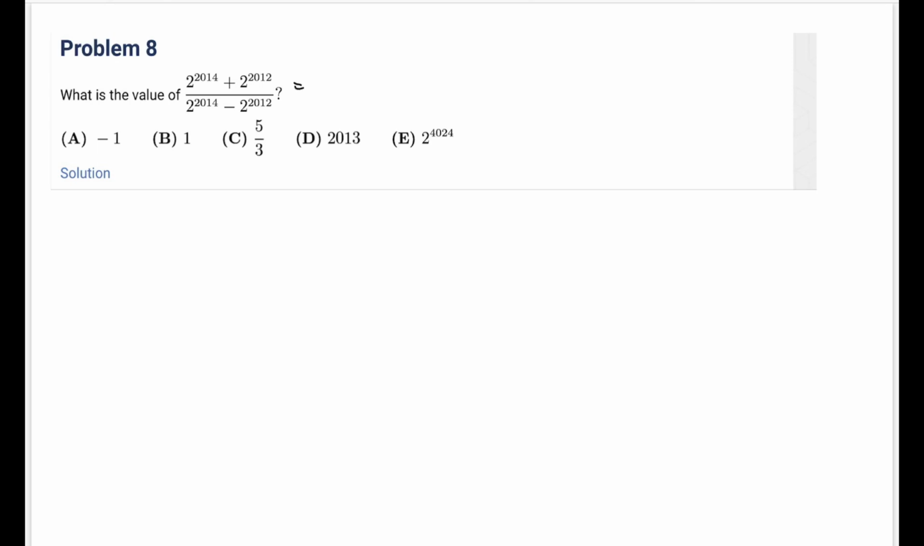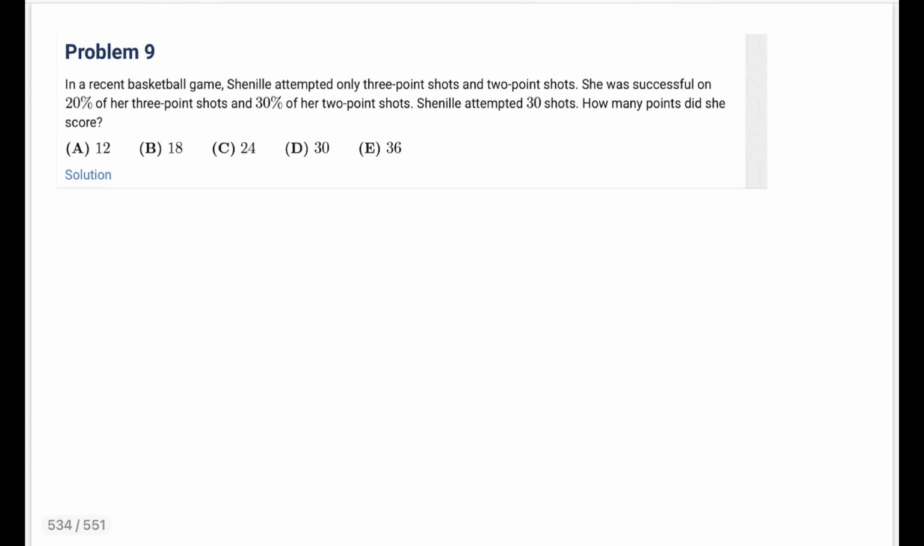If we divide by 2 to the 2012th power on the numerator and the denominator, then this would be 2 squared plus 1 over 2 squared minus 1. This is 5 over 3. The answer is C.